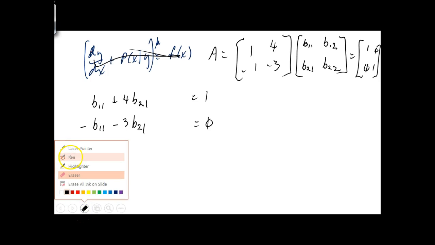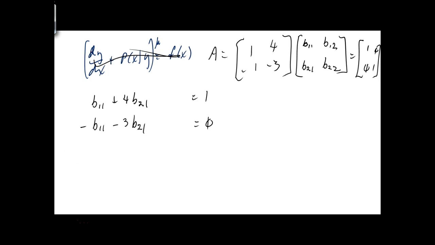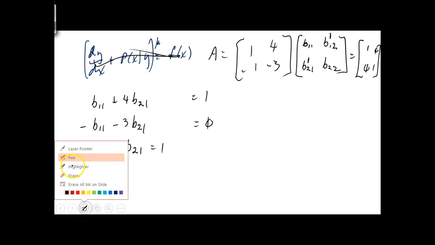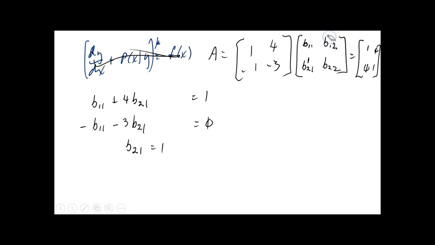The way you've done this, we have two equations, two unknowns. Let's solve them. How could you do that? And what do you get? B21 is equal to 1. So this is a 1 here. Okay, there we go.